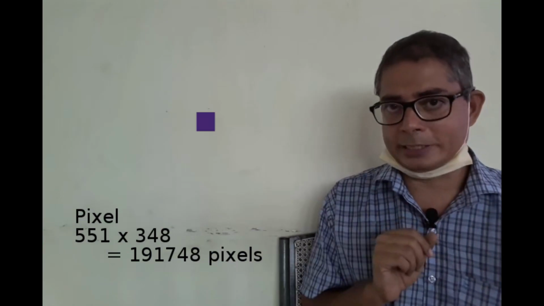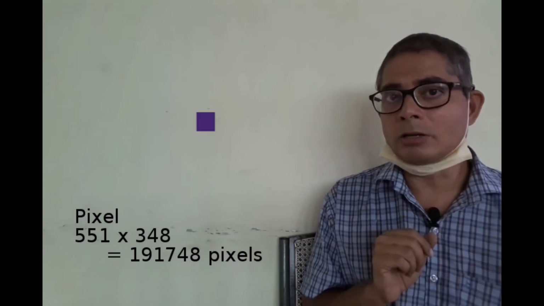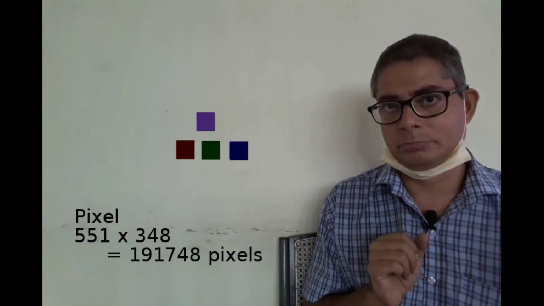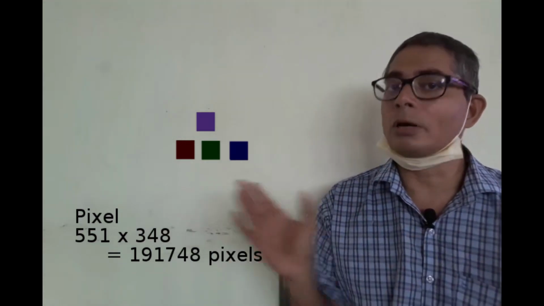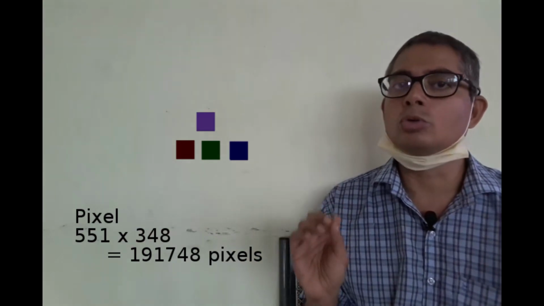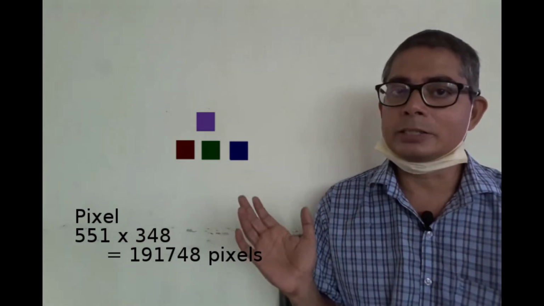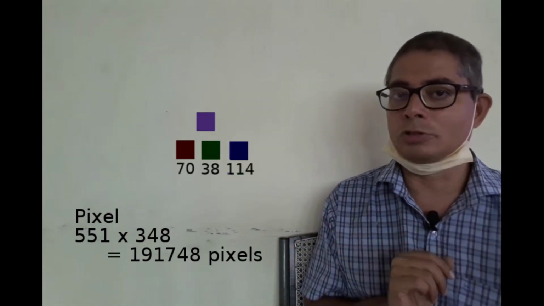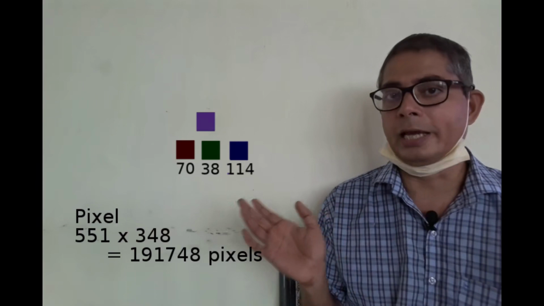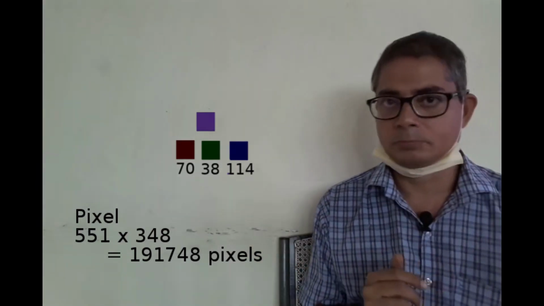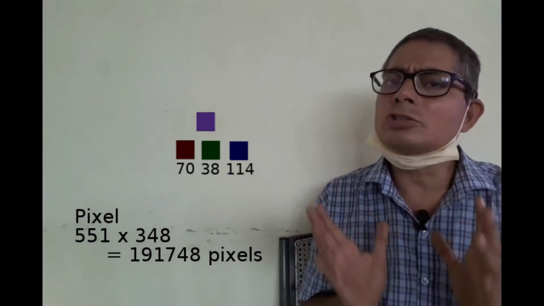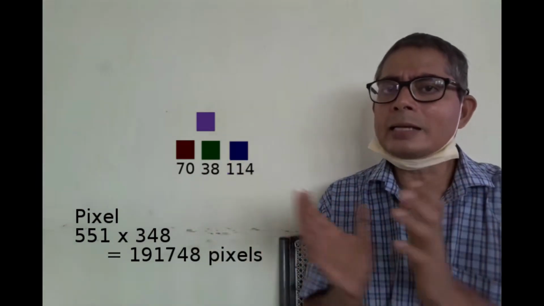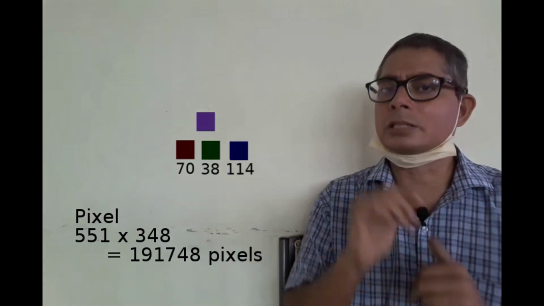This pixel, for example, is made of these three color components. The intensities of each component are from 0 to 255, darkest to brightest. In this case, the intensity values happen to be 70, 38 and 114. Now you may find it hard to believe that these three rather darkish tints add up to make this more bright color.